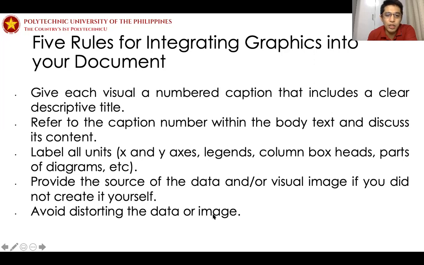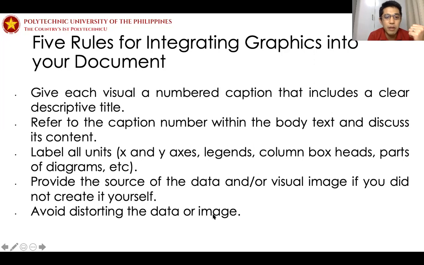Second, refer to the caption number within the body text and discuss its content. We have to make sure that we understand the word discuss. When we say discuss, it doesn't mean you have to describe what is already demonstrated in the figure or in the table. When we say discuss, it must provide interpretation. It must provide analysis.